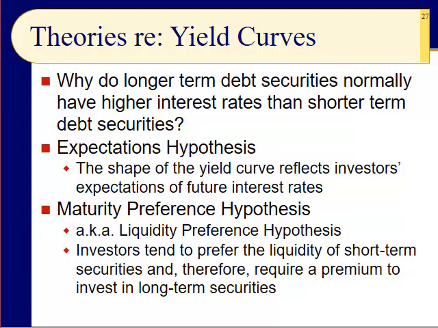The maturity preference hypothesis, which is a fancy way of saying, hey, if you're going to leave the money out there for 15 years or 30 years, you're going to want a higher rate than if you get your money in 6 months or 2 years, right? We require a premium as investors for lending our money out for the long term. That one makes a lot of sense. I mean, it's just common sense.